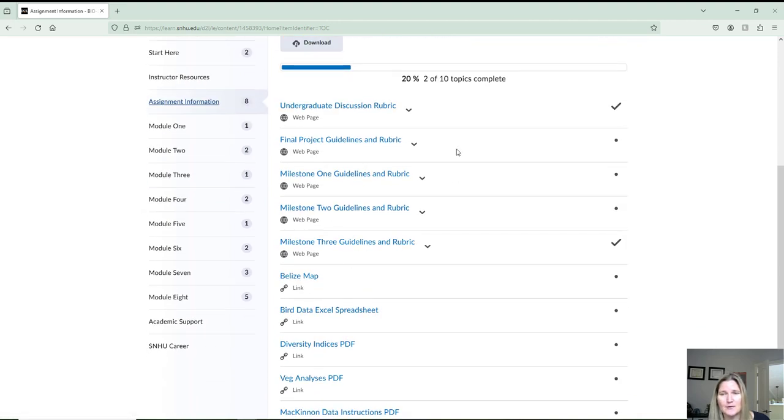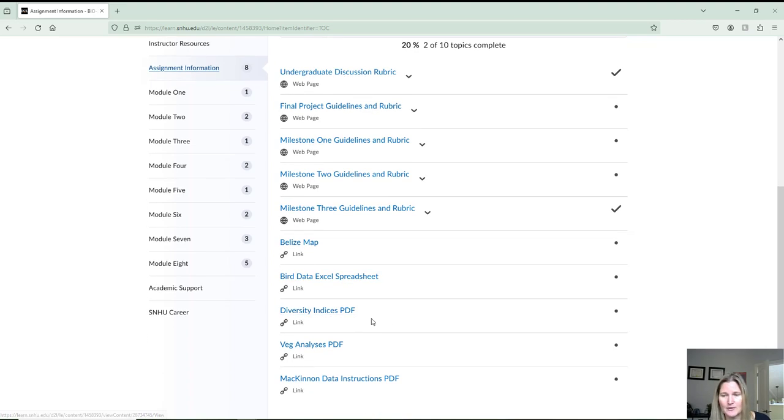Okay, so if you need a copy of the Belize map, if you can't remember specific information about the Odea et al. article and you need access to it, you can look under Milestone 1 guidelines. It's there. If you need copies of the vegetation pie charts, there they are. Okay, so all of that information is located in the assignment information module, as well as in modules 2, 4, and 6, where we actually completed those parts.